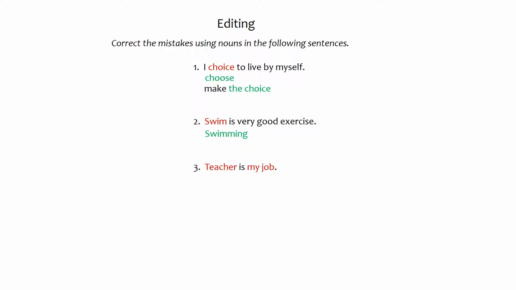Number 3, teacher is my job. Well, this one might seem a little confusing because you think, well, teacher, that's a noun and it's the subject. Job, that's a noun and it's the subject complement. But the thing is, job is more general than teacher. So really, we want to reverse the order. We would say, my job is a teacher, because teacher gives us more information about job.